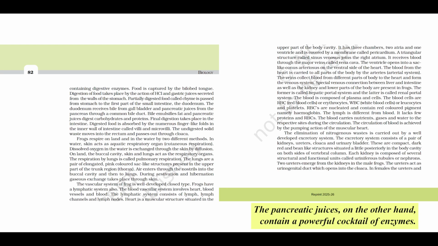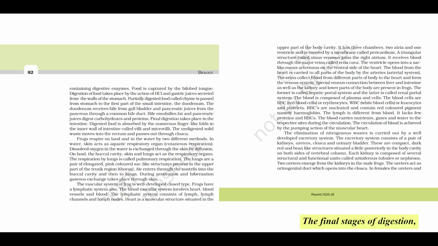The pancreatic juices, on the other hand, contain a powerful cocktail of enzymes: amylase for carbohydrates, proteases like trypsin for proteins, and lipases for fats. These enzymes work to further break down the complex macromolecules into simpler, absorbable units. The final stages of digestion, where most remaining complex food molecules are broken down, take place in the rest of the intestine. For absorption, the inner wall of the intestine isn't smooth.